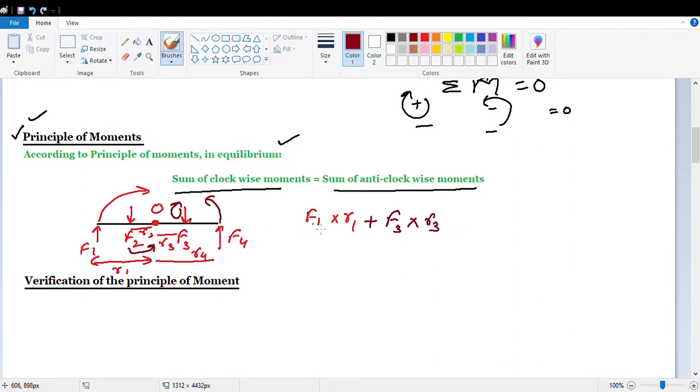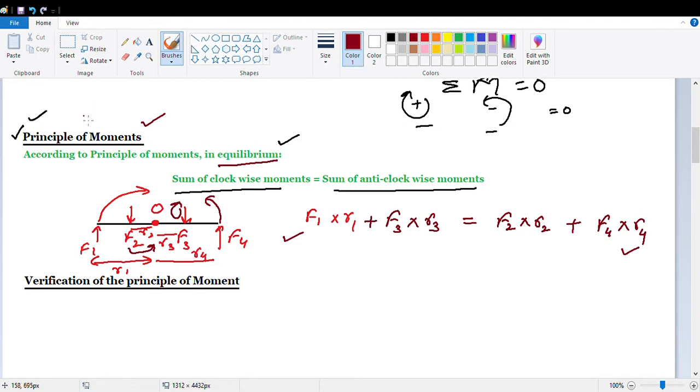So this F1R1, that is the sum of clockwise moments, is going to be equal to the sum of anti-clockwise moments. Which one is the anti-clockwise moment? F2 into R2 plus this F4 into R4. This is basically what the principle of moments says. If several forces are acting on a body which is able to rotate, then in case of equilibrium, that is in dynamic equilibrium, the sum of clockwise moments will always be equal to the sum of anti-clockwise moments.